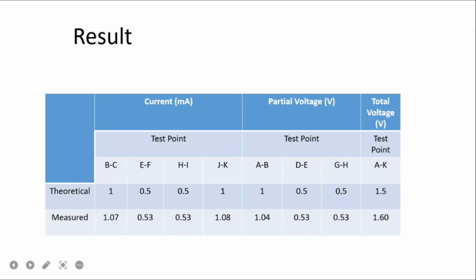The measured and theoretical data for partial voltage have different values. At test point AB, the measured value was 1.04 volt, and the theoretical was 1 volt. For both test points DE and GH it was 0.53 volt, and the theoretical value was 0.5 volt. And last but not least, the total voltage measured was 1.6 volt, and the theoretical value at test point AK was 1.5 volt.